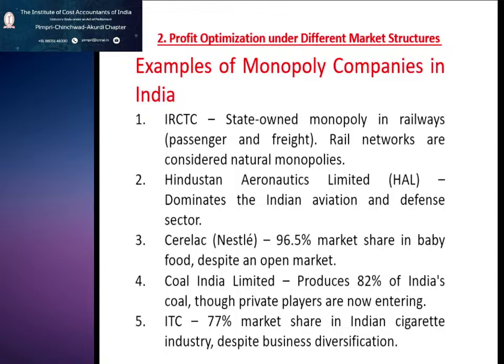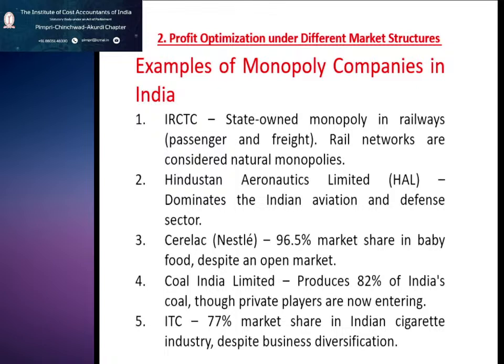Third category is the Cerelac. So Cerelac, which is a product of Nestle, it owns almost 96.5% market share in the baby food segment, despite an open market. So that's the way the monopoly has been established by Nestle for the baby food product through Cerelac as one of the products.